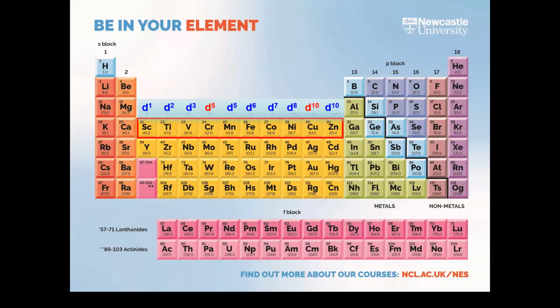Excellent. So just to remind you there, and there's the 2 exceptions highlighted in red. Chromium is not D4, there isn't an element that's D4. Chromium is 4s1 3d5. Copper is 4s1 3d10. Because there's something special, as we said, about D5 and D10.